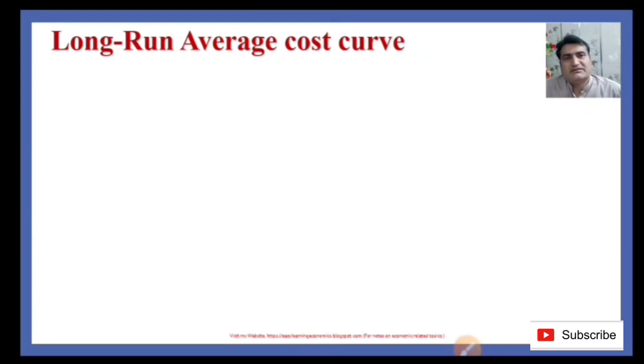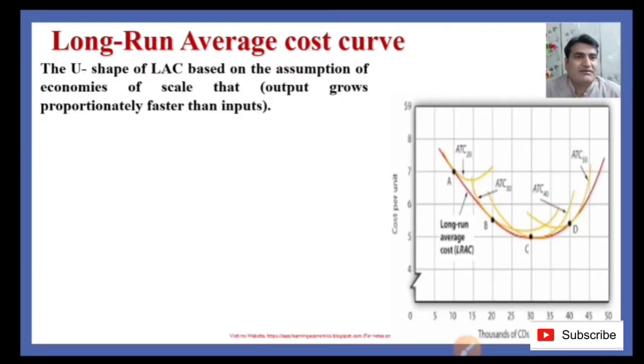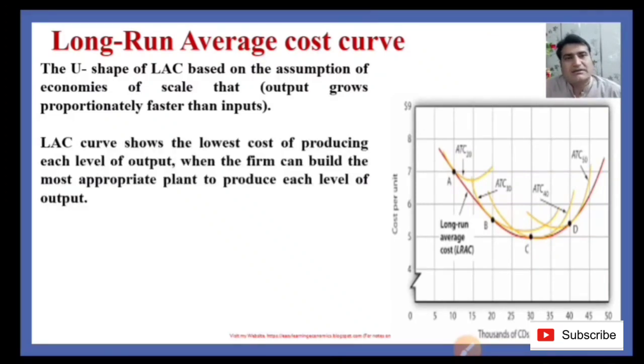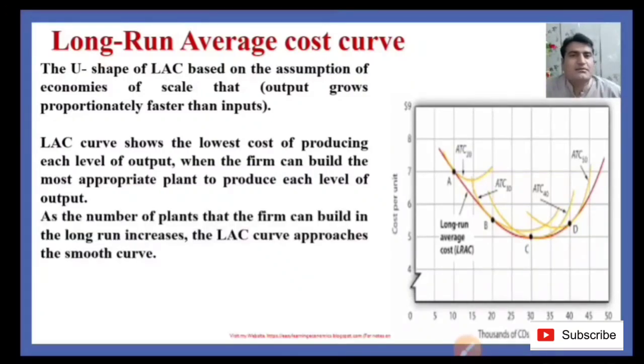What is the long run average cost curve? This is the long run average cost curve. The U shape of the long run average cost curve is based on the assumption of economies of scale. It means the output grows proportionately faster than inputs. The long run average cost curve shows the lowest cost of producing each level of output when the firm can build the most appropriate plant to produce each level of output. So as the number of plants that the firm can build in the long run increases, the long run average cost curve approaches a smooth curve.